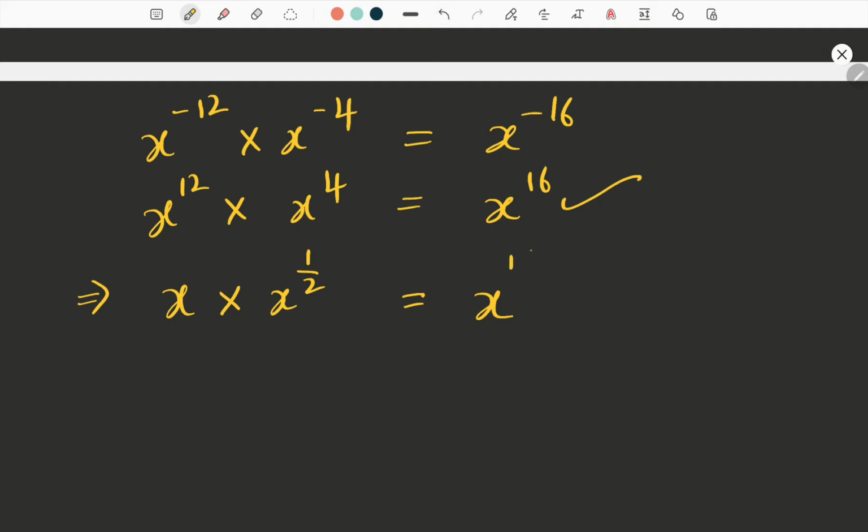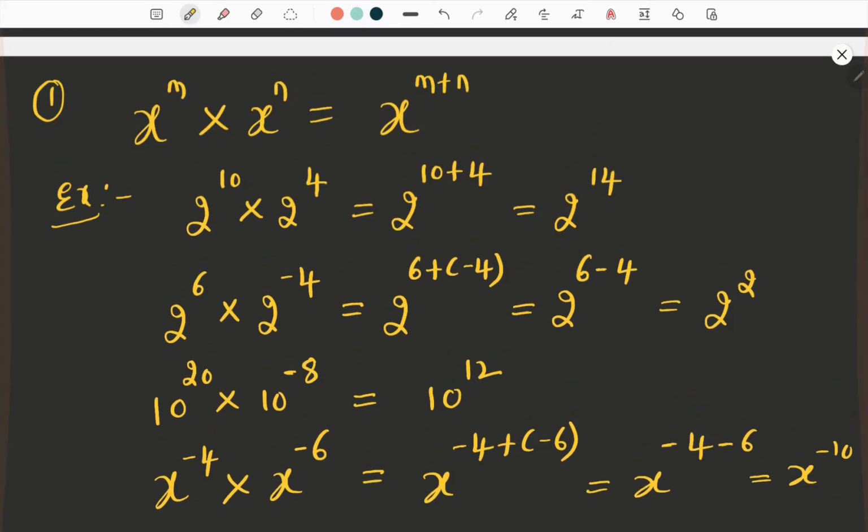So that is like x to the power 1 plus 1 by 2. So that becomes x to the power 3 by 2. So 1 plus 1 by 2 is 3 by 2. You can write it like this also. Alright, I hope the first law is quite clear.